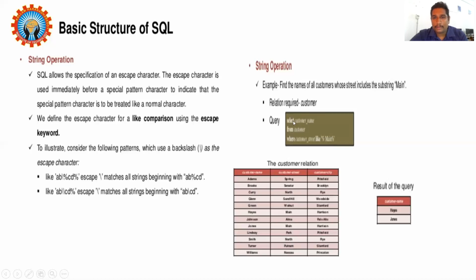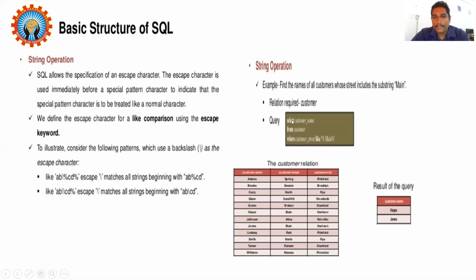We want to retrieve names, so we retrieve by means of the command select. The select keyword is used to retrieve a particular attribute name or row name from the relation where the condition lies. Select customer name from customer where the condition belongs to customer street. The substring can be retrieved by a combination of two things: one is a keyword, one is an operator. The keyword is like and the operator is either backslash or percentage. This is the answer we have.